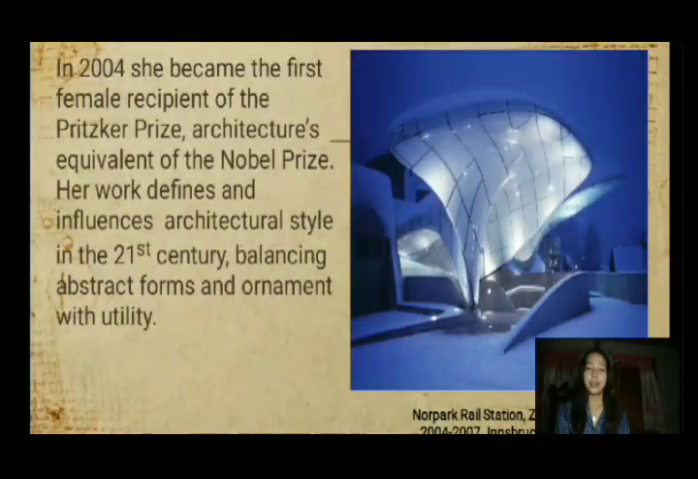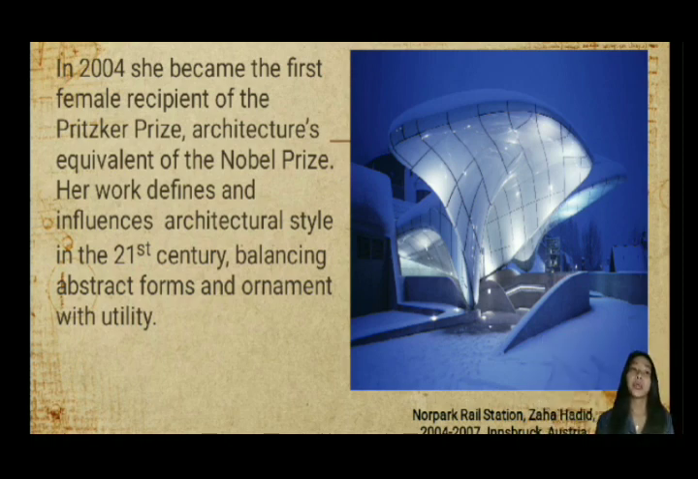Okay, so the next one is the North Park Rail Station of Zaha Hadid. Hadid's designs use soft and hard geometry with lots of cantilever and strong sculpture quality. So a cantilever is a long projecting beam or girder that is fixed at only one end.